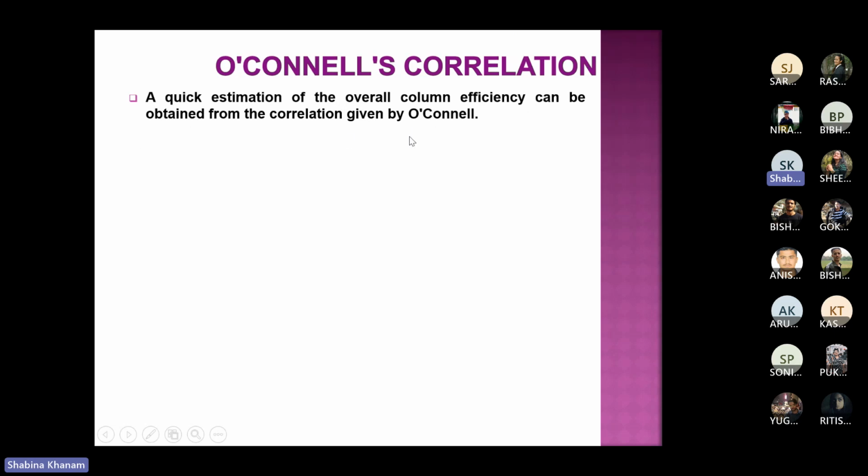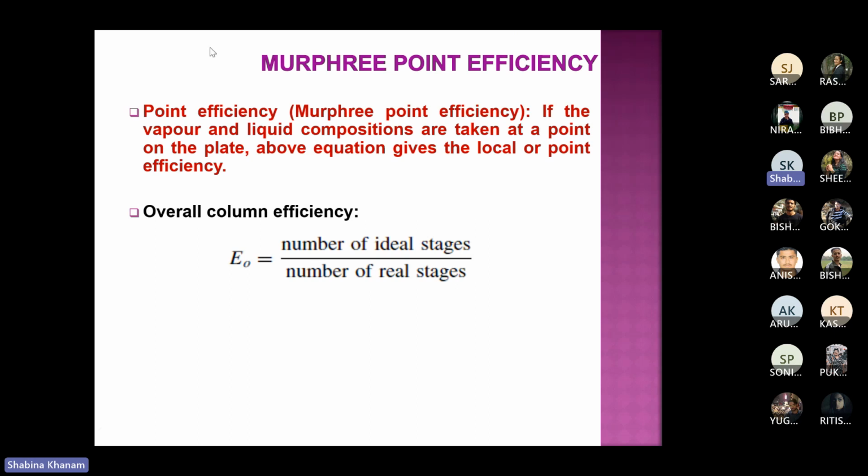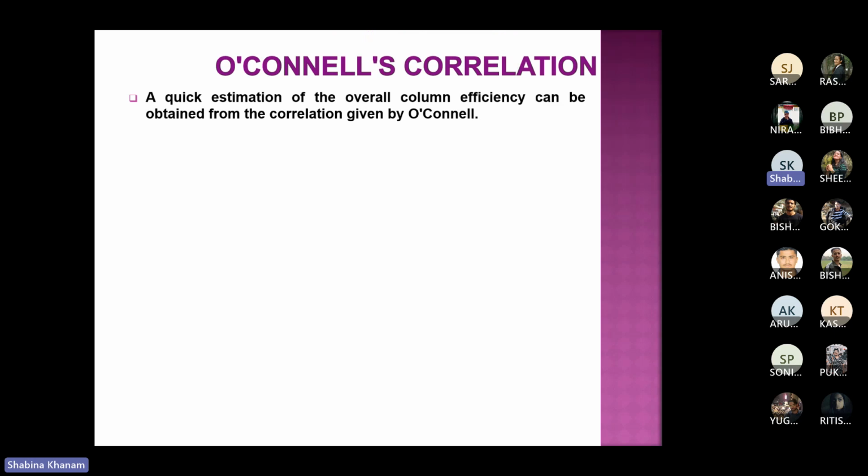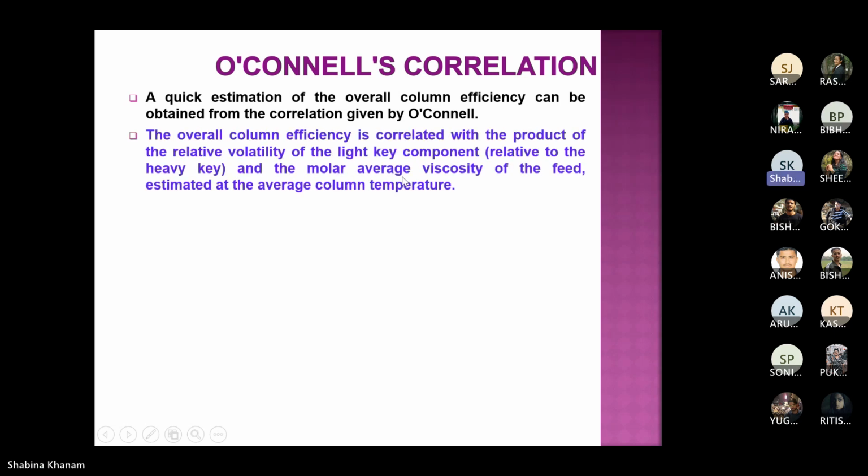Column efficiency: you are given the ideal number of trays and you are given the real number of trays. If those trays are not given to you, you can calculate column efficiency by this expression. If you already know the ideal number of trays, you can find the real number of trays using this expression. So O'Connell's method gives the overall column efficiency, and that is a very simple method, a quick estimation.